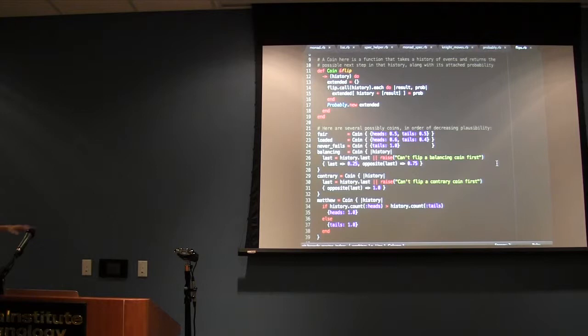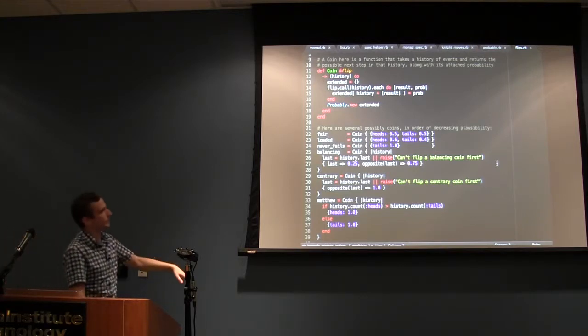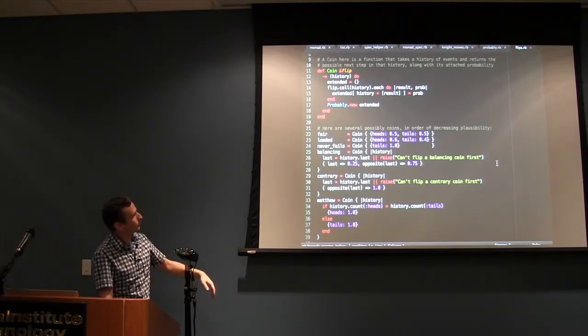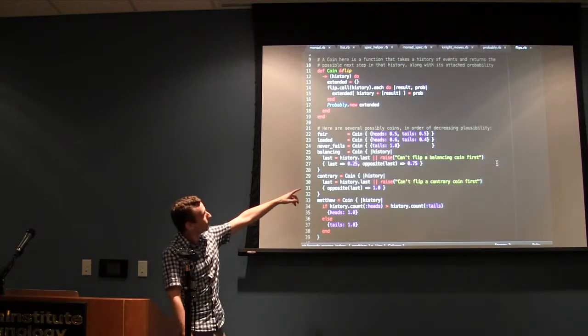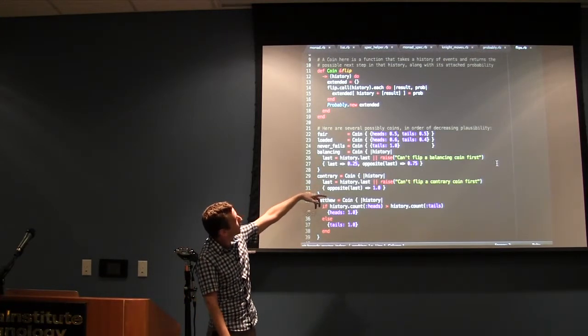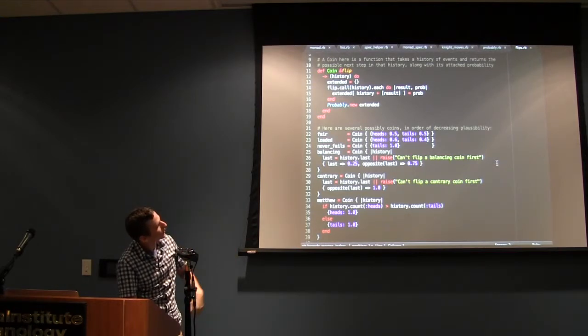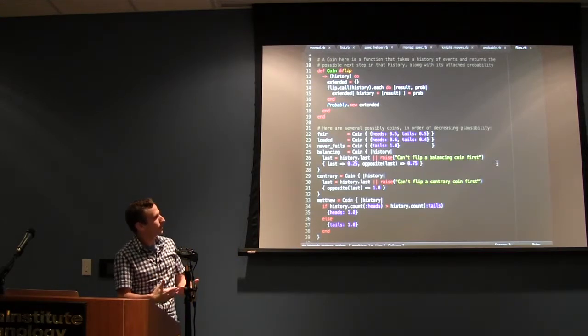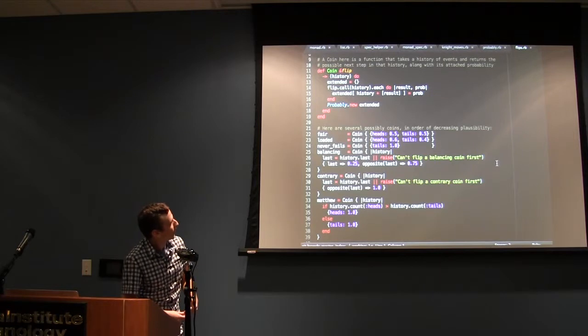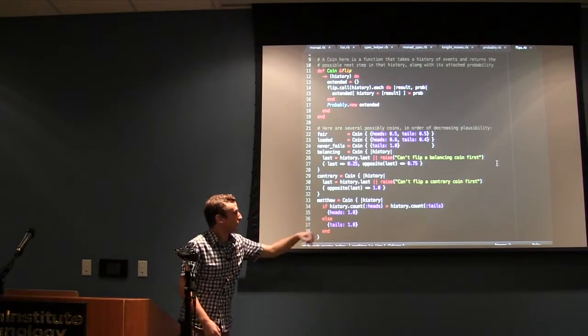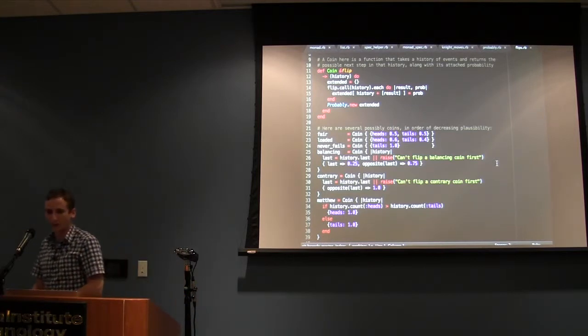So I've implemented a couple coins here of varying degrees of realism. So you can see, like, a conventional 50-50 fair coin, a loaded coin, slightly more likely to land on heads, tails never fails one. And then some that actually inspect their history and do the opposite of that, or kind of vote on whatever's winning so far and continue that trend. So a question might be, given a whole bunch of these coins, how can I flip them, and then what's the likelihood of the various outcomes from all of that?